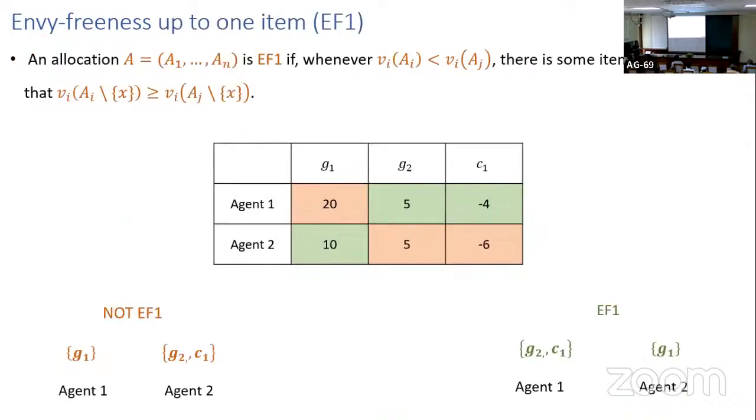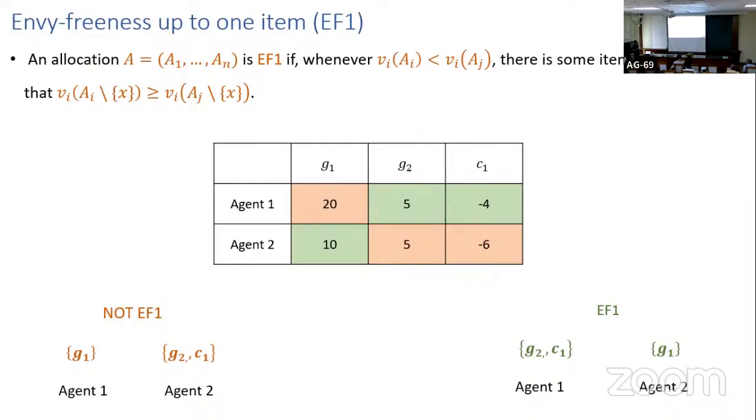One of the relaxations that is studied in the literature is envy-freeness up to one item, EF1. What it says is, you are allowed to envy in an allocation, but by removing some item from either your bundle or the envied agent's bundle, the envy should get eliminated. In this example, the orange allocation is EF1. Let us check.